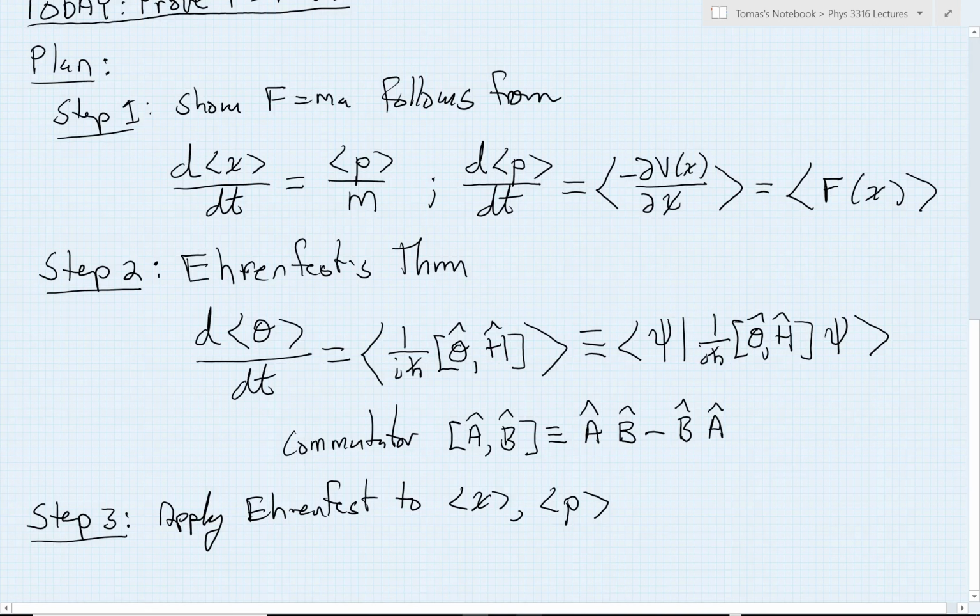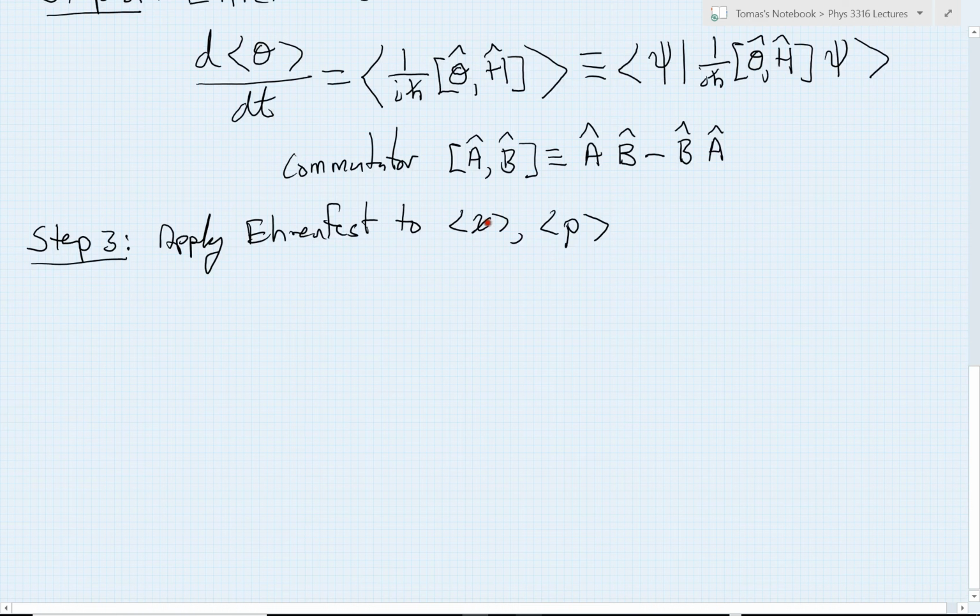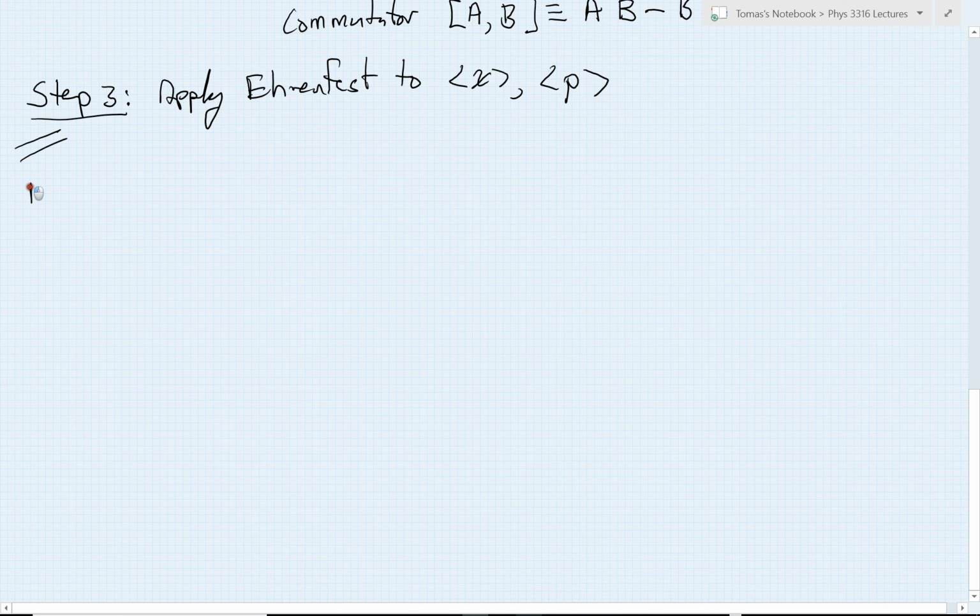So our first step is to take these two representations of Hamilton's equations and use them to show F equals ma. So let's try this out here. Now we're going to do the proofs. So proof, we're going to do step 1.